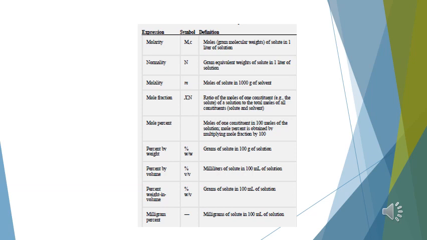Now, the last expression is the milligram percent. So it's the number of milligrams of solute in 100 milliliters of solution. It's similar to the percent weight per volume, but in this case we have milligrams instead of grams of solute. So we have here milligrams of solute in 100 milliliters of solution. That's the difference between the two.